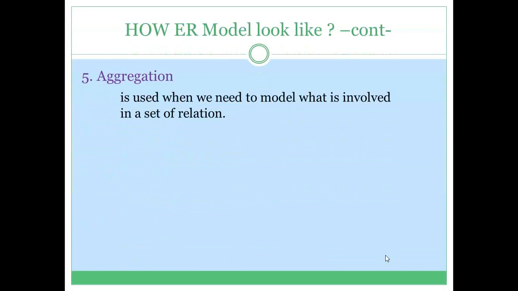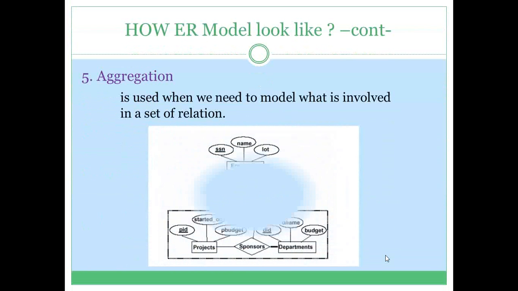And the fifth, aggregation is used when we need to model what is involved in a set of relations. This is the example. Like we have to relate this entity to this aggregation. So this is called one entity, but the entity is a collection of many entities, like that.